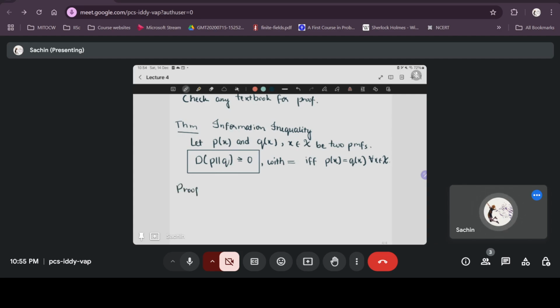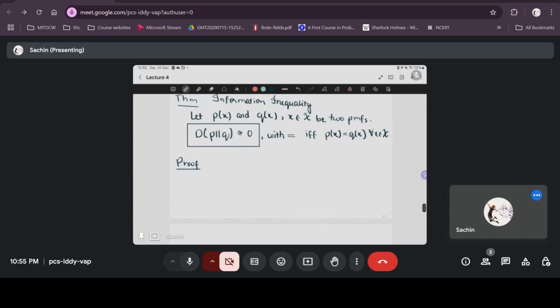I will give a proof for this inequality. We'll start out by giving a letter to denote the support of the probability mass function p of x. A is the set of all x such that p of x is greater than 0. So we exclude all those points whose probability of occurrence is 0 according to the distribution p. That is called the support of p of x.